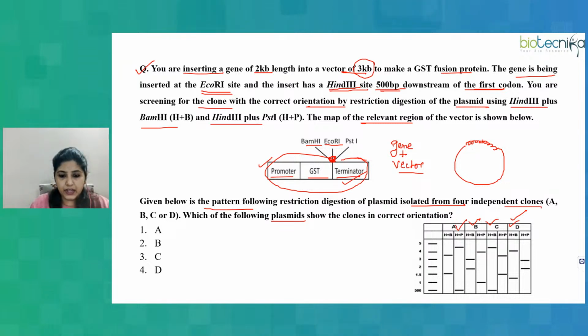Okay. So most of you have answered option one, but answering option one means you say that the restriction digestion pattern given for clone A is correct. So let's check. First of all, insert size is 2 kb. So 2 kb means around 2000 base pair, right? And then vector size is given as 3 kb, that is 3000 base pair.